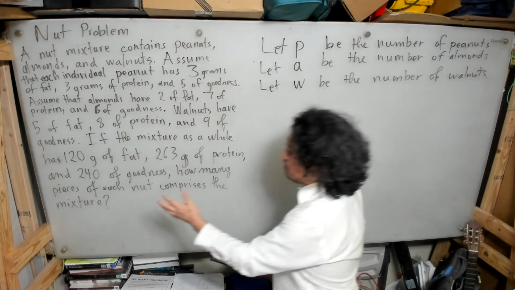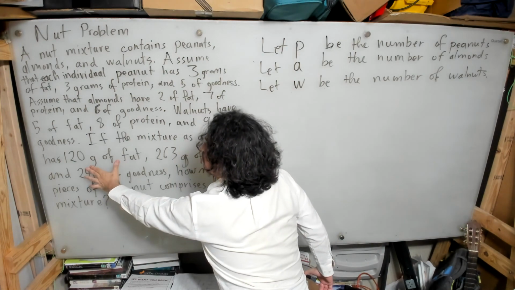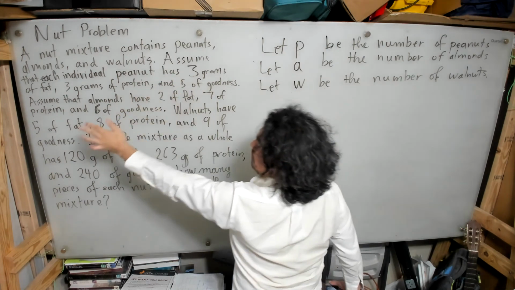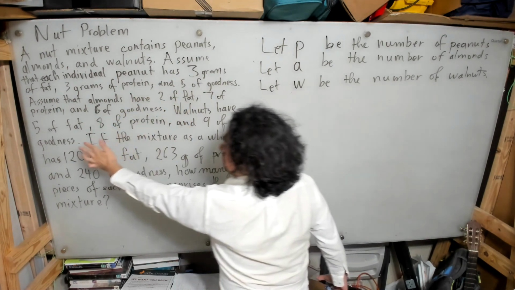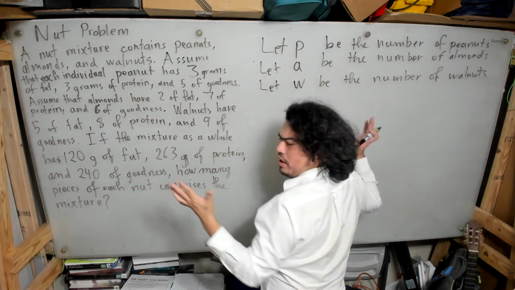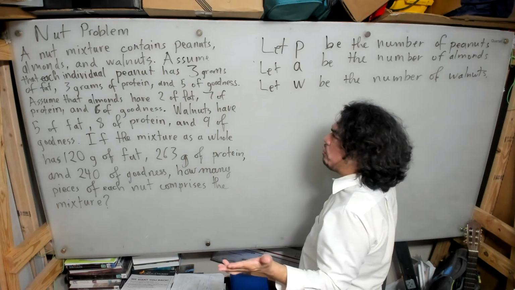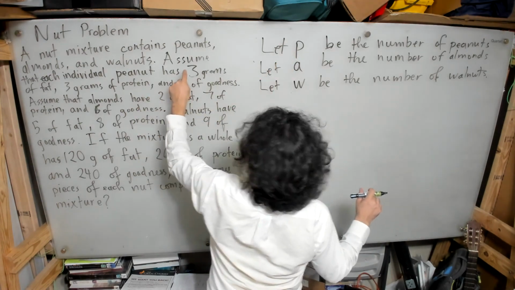We know that we have 120 grams of fat, for example. We know that each peanut has 3 grams of fat, each almond has 2 grams of fat, and each walnut has 5 grams of fat. So if we want to think about the fat constraint, for each peanut I'm going to get 3 grams of fat.